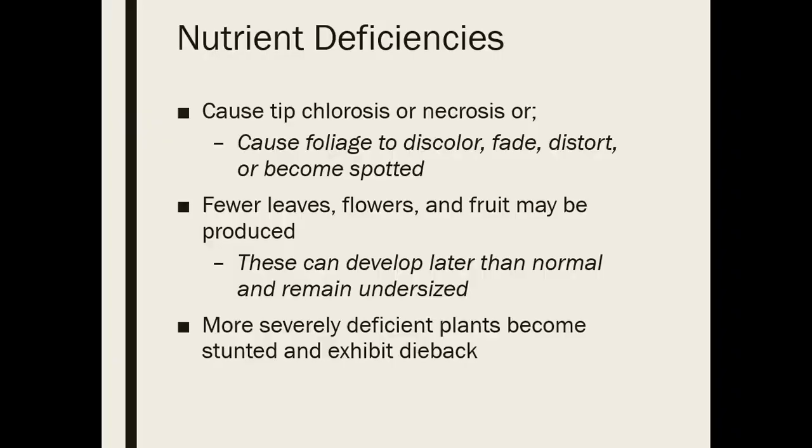Okay, so nutrient deficiencies can cause all kinds of problems. It may cause yellowing or death around the margins. You may have fewer leaves, flowers, and fruit. And even if they do develop, they develop later than normal and remain undersized. And the most severely deficient plants become stunted and show dieback.